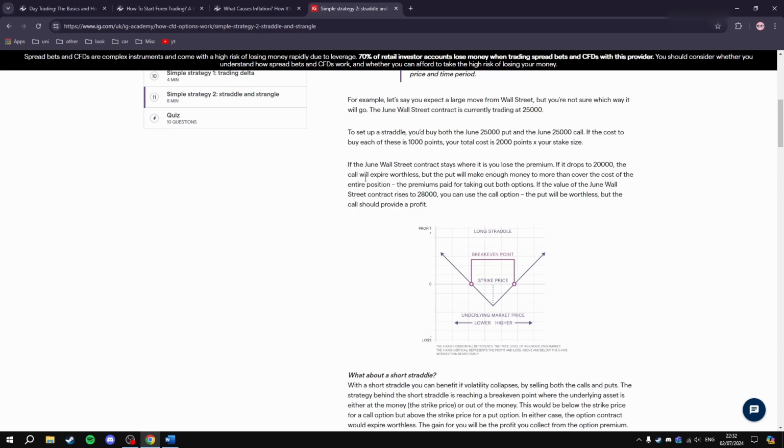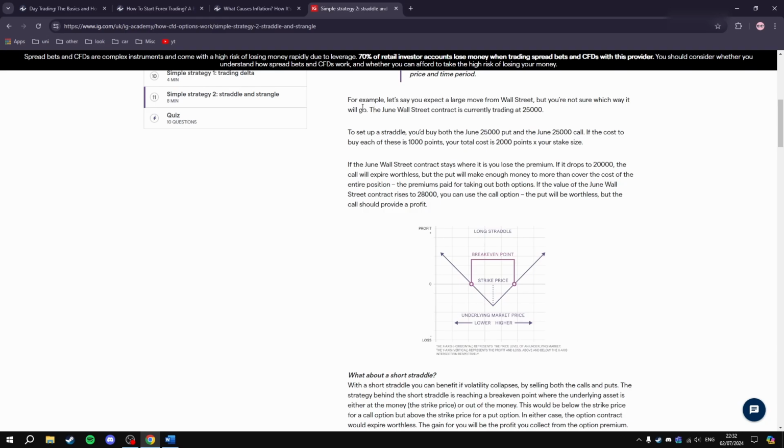If the June Wall Street contract stays where it is, you lose the premium. If it drops to 20,000, the call option will expire worthless, but the put will make enough money to more than cover the cost of the entire position, the premiums paid for taking out both options. If the value of the June Wall Street contract rises to 28,000, you can use the call option. The put will be worthless, but the call should provide a profit.